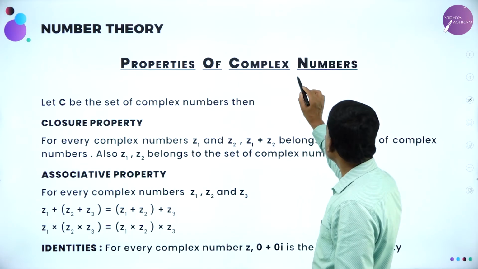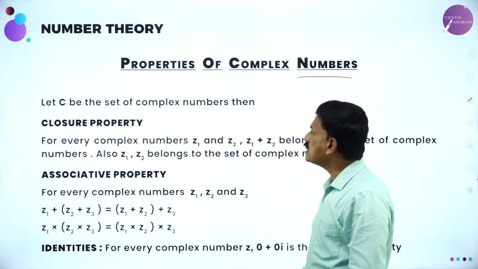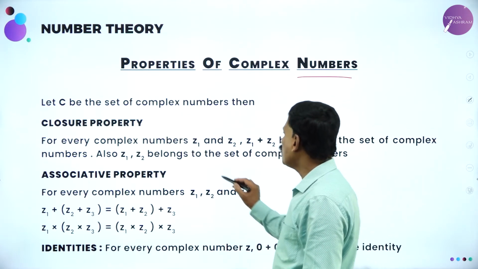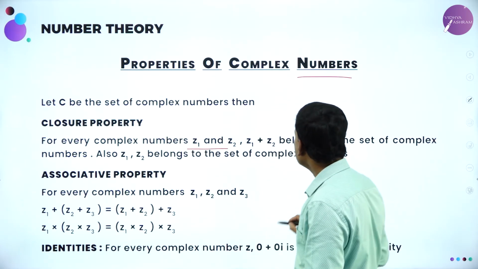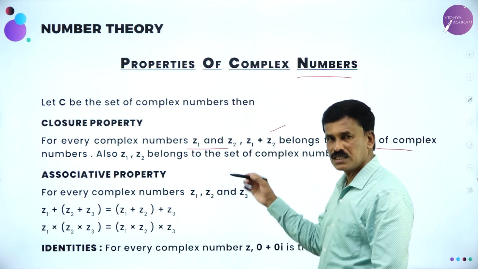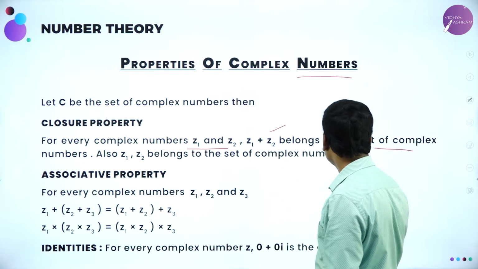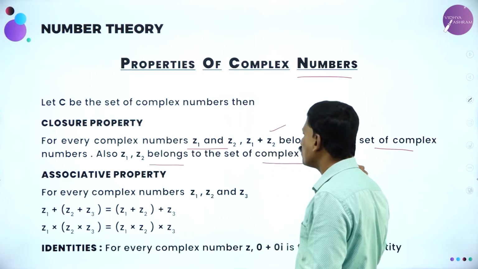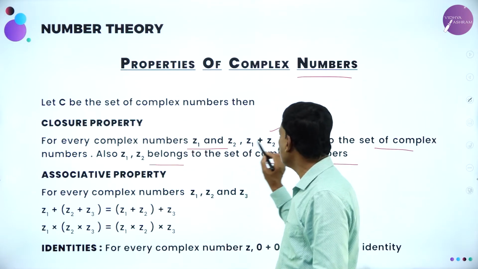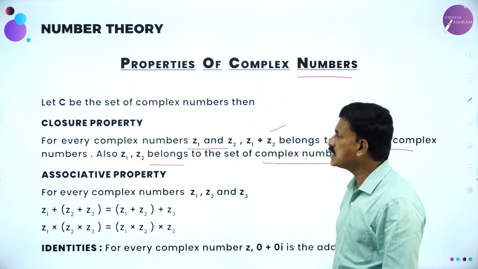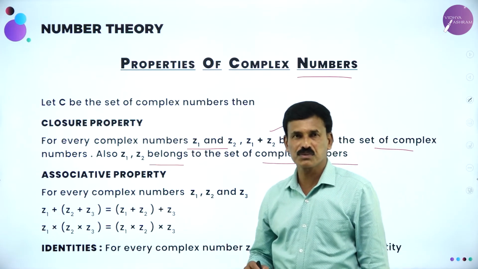Let us see the properties of complex numbers. In that, let's see the set of complex numbers, then the closure property. For any complex numbers z1 and z2, z1 plus z2 belongs to the set of complex numbers, that is addition. If z1 and z2 belong to the set of complex numbers, then z1 plus z2 also belongs to it, and the set is said to be closed. So, this is the existence of the closure property.